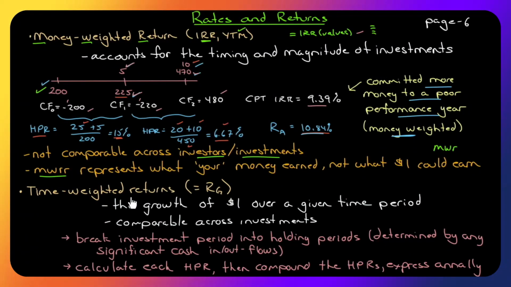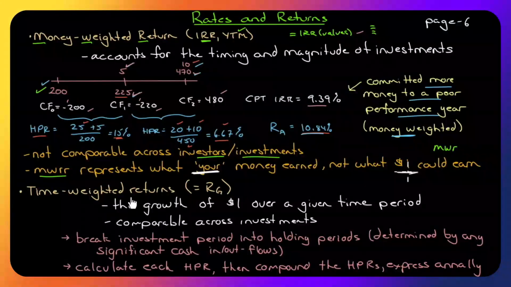I'm going to try to introduce you to as much of the variable notation as possible so that when you do see it, it's not a head scratcher going, well, does this mean something different? It's just a different author likes to use a different notation, that's all. So the money weighted rate of return represents what your money earned, not what a generic $1 could earn in that investment, but what your money earned because of the way that you committed money to the investment.